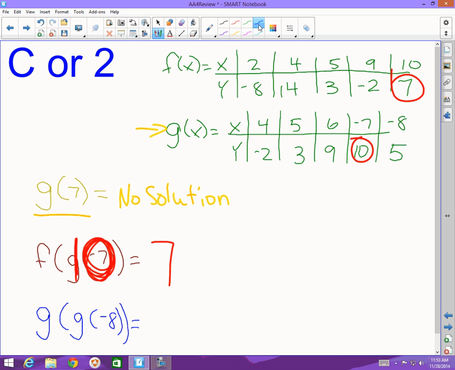Next one is g composition g of a negative 8. So first off, g of a negative 8 is 5. So this we know is 5. So now g of 5 is 3. And then we are done.